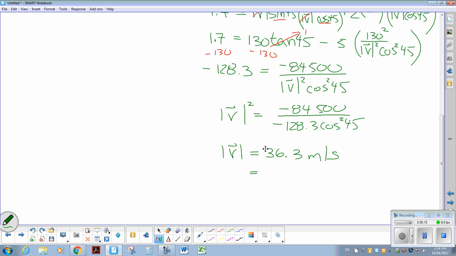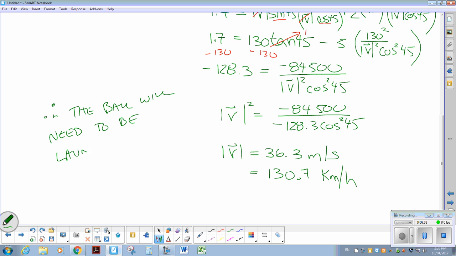So that's the launch velocity, and it doesn't tell you to convert it, but just to give you a feel for the bat, or the velocity it leaves the bat, if we multiply that by 3.6, it means it's going to leave the bat at about 130.7 kilometers an hour. All right, just to put it in perspective. So anyway, therefore, the ball will need to be launched at 36.3 meters per second. If you have any questions with that, let me know, and I'll try to clarify them. Good luck.